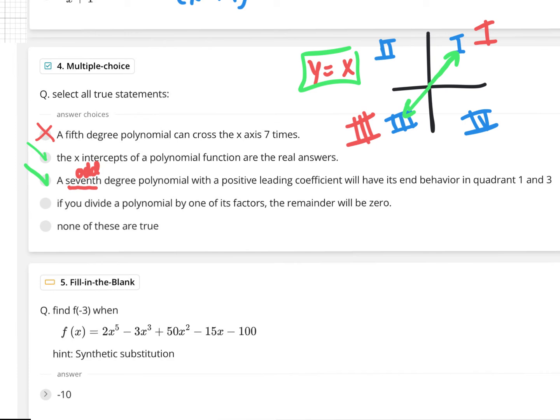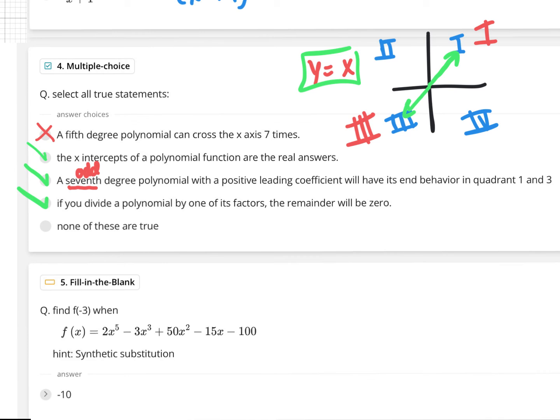If you divide a polynomial by one of its factors, the remainder will be 0. That is an absolute true statement. Even if you take the number 12 and divide it by one of its factors, like 4. 12 divided by 4 is 3, there is no remainder. That's always true. If you divide a polynomial or even a number by one of its factors, the remainder will always be 0.